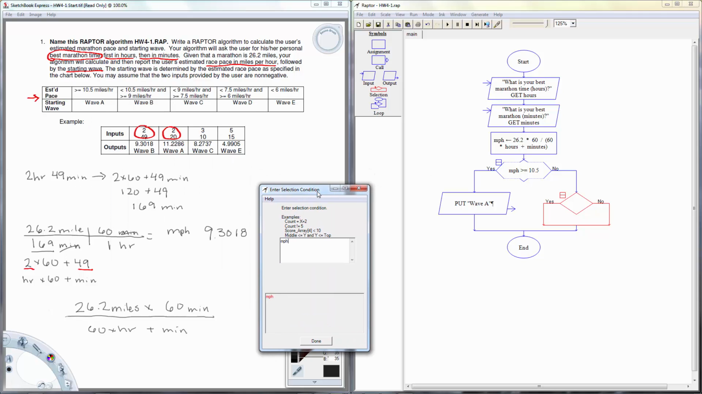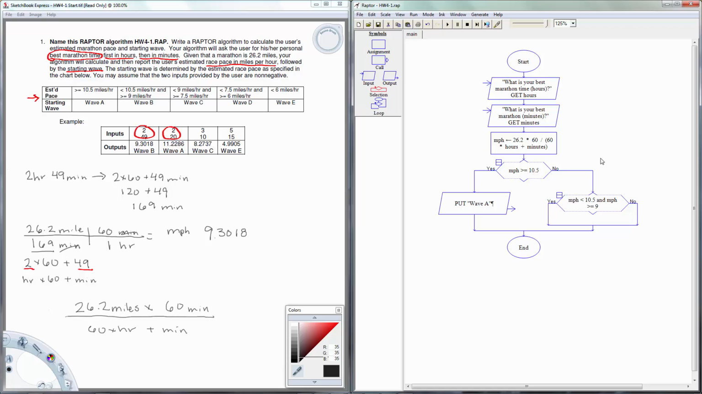We could say miles per hour less than 10.5 and miles per hour greater than or equal to 9. But if you take a look, if our miles per hour is not greater than or equal to 10.5, we travel down the no side of the algorithm, then we know that the miles per hour is less than 10.5. So in other words, this part of our selection, miles per hour less than 10.5, that's always going to be true if we follow this path.